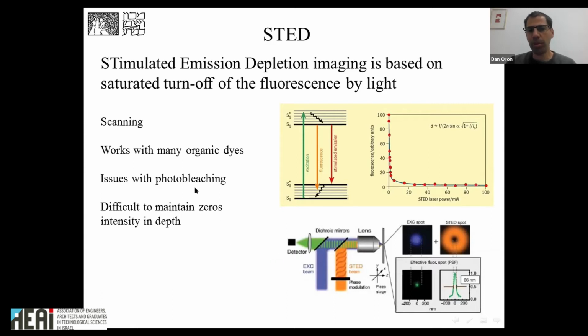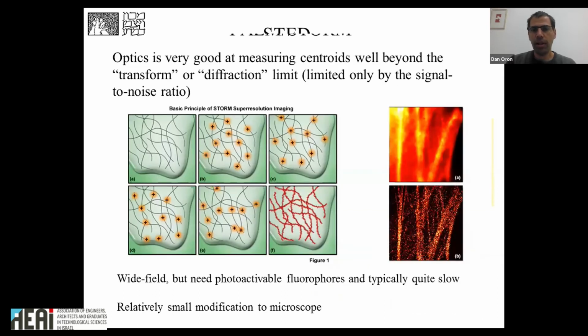Then it has some problems. It's a scanning method, so it's slow. There are issues with photobleaching, and it's difficult to maintain a zero in a sample where there's scattering. But still, this is the first demonstration of breaking the diffraction limit. The second method, PALM/STORM, developed more or less at the same time by Eric Betzig and by Xiaowei Zhuang, is based on a completely different principle.